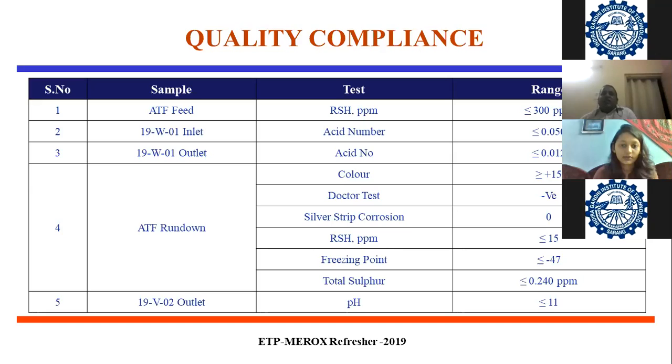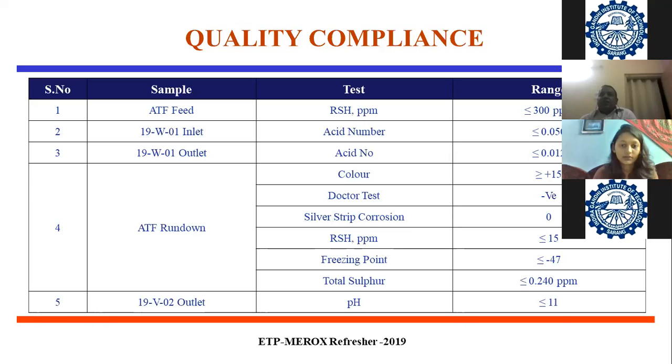So here is the quality compliance of the ATF. When we take ATF, the RSH is less than 300 ppm. After it enters the inlet of the coalescer, the acid number is a little bit high, and at the outlet it has to be minimized. Color is also greater than or equal to 10, and 15 ppm. Doctor test is negative. Silver strip corrosion means knowing the corrosivity of the ATF. One silver strip corrosion test is there. It has to be within this limit. We must not cross the limit.